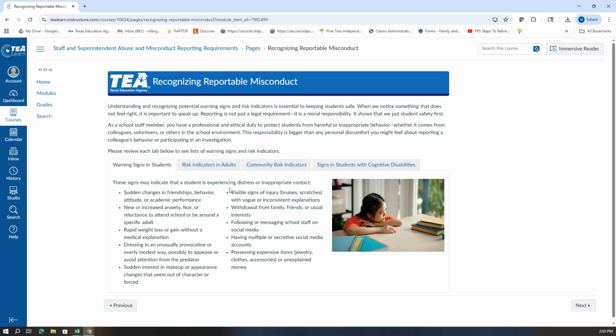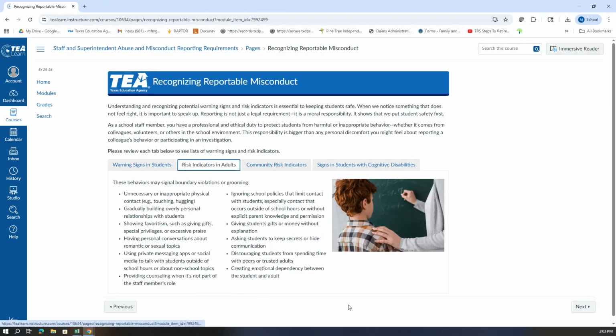Warning signs in students. These signs indicate that a student is experiencing distress or inappropriate contact: sudden changes in friendship, behavior, or attitude; new or increased anxiety or fear; rapid weight loss or rapid weight gain; dressing in an unusually provocative way, possibly to appease or avoid attention from a predator; sudden interest in makeup or appearance; visible signs of injury, bruises, inconsistent explanations; withdrawal from family or friends or usual interests; following or messaging school staff on social media; having multiple or secretive social media accounts; or possessing expensive items such as jewelry or clothing, and having unexplained money.